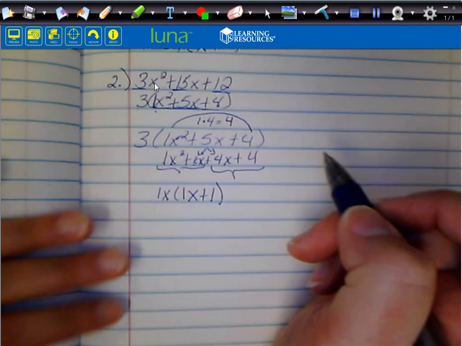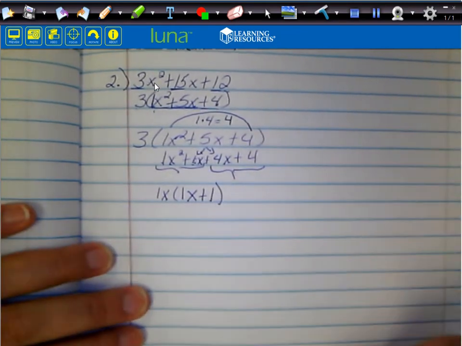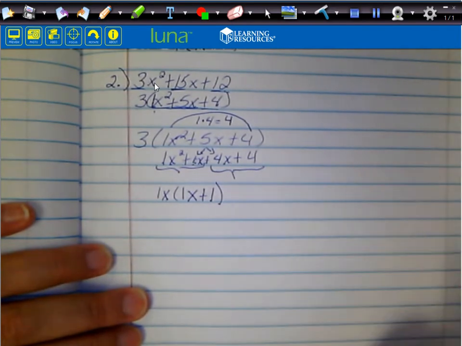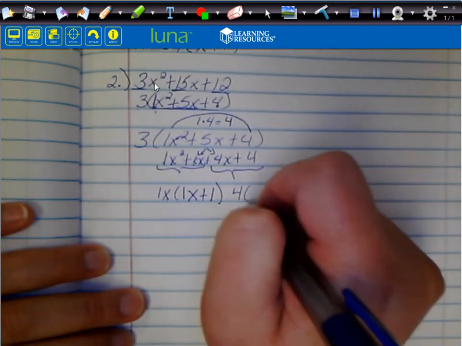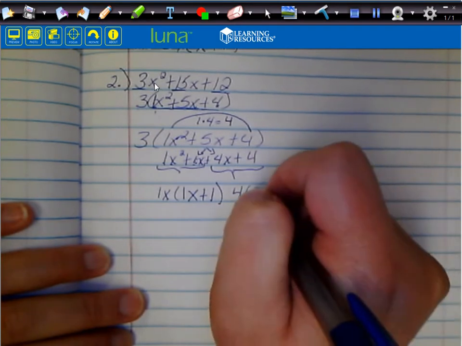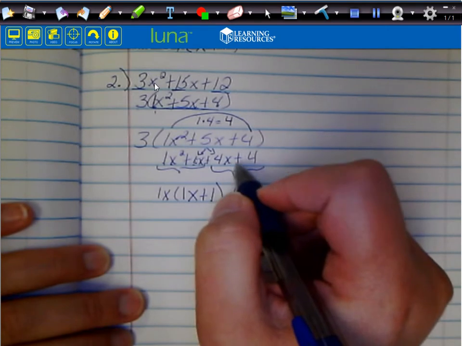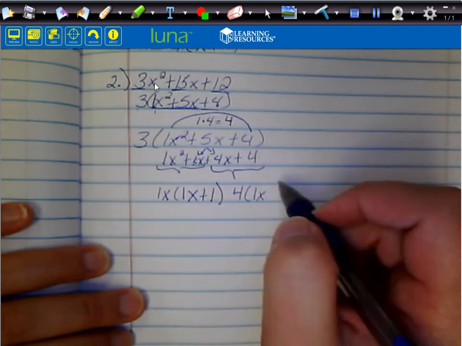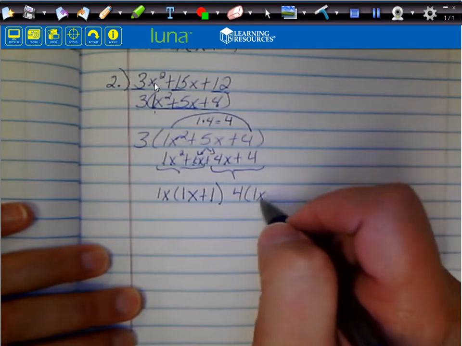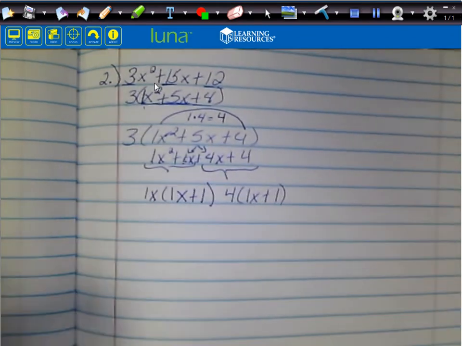Then I'm going to group these second two together. And I have 4x plus 4. So if I look at 4 and 4, they have a 4 in common. So I can take out a 4 here. And I say 4 divided by 4 is 1. And then again, I can't take out an x because that 4 doesn't have 1. They have to both have at least 1 in order for me to take them out. So bring down your plus, and 4 divided by 4 is 1.